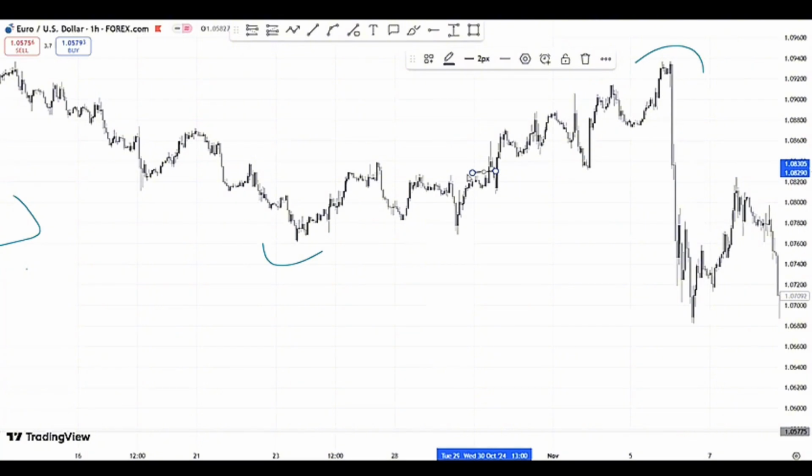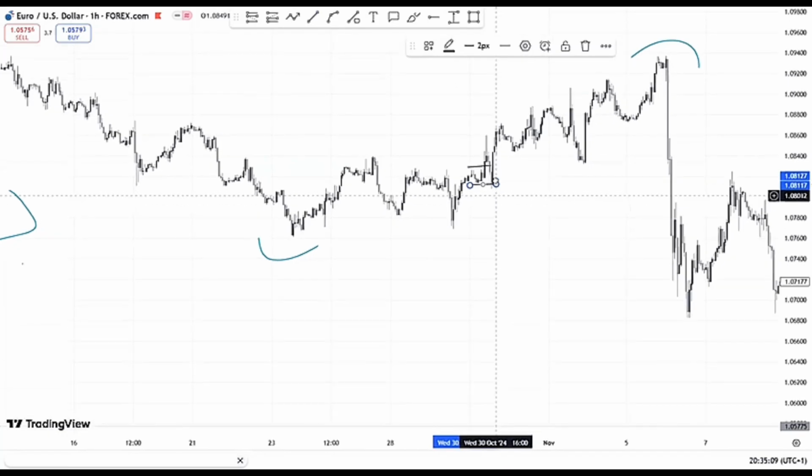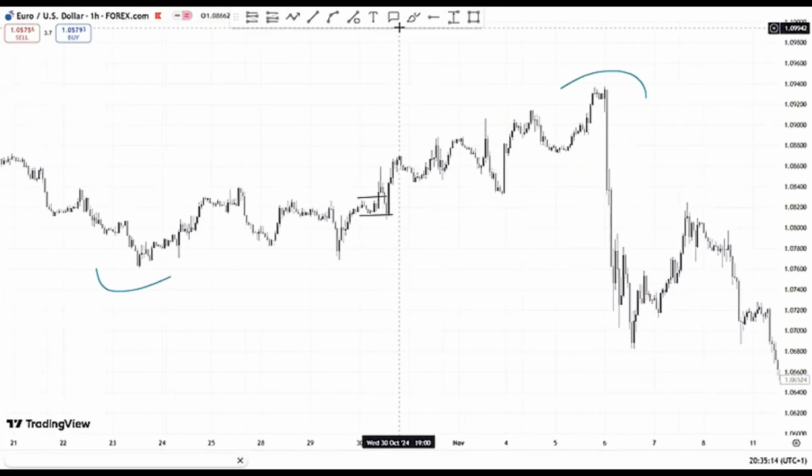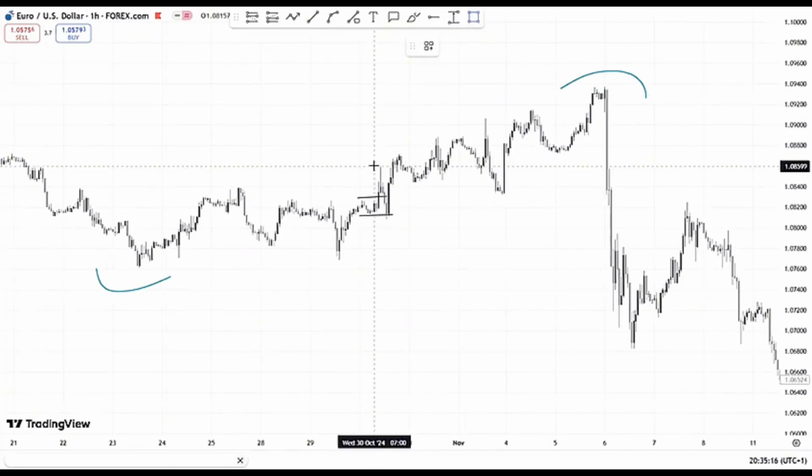Price cleared the high, cleared the low, and continued the bullish movement, right? Telling you that this has the characteristics of what? An AOI. So this is AOI 1.